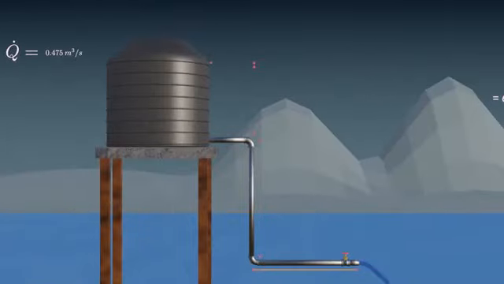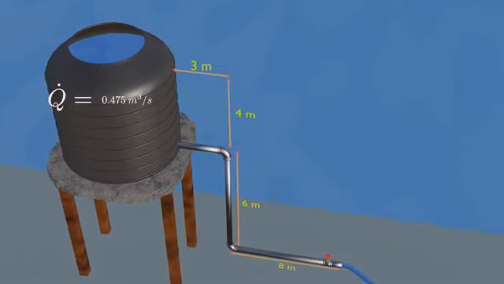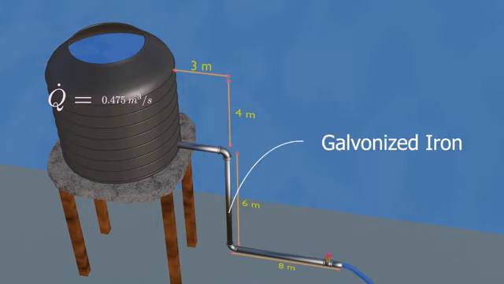We know the depth and the length of the pipe. So we are designing the pipe diameter for the given flow rate and the given length and height. Also, the pipe is made of galvanized iron.